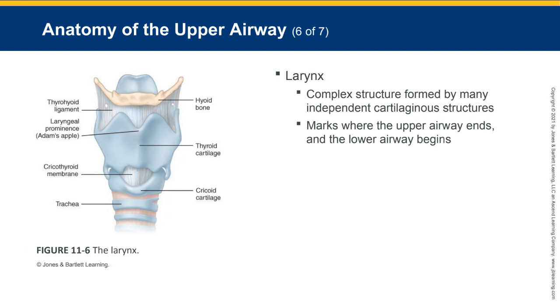Just below the thyroid cartilage, there's a membrane that's called the cricothyroid membrane. It is a landmark for surgical procedures if the upper airway is significantly compromised. Just below the membrane is the cricoid cartilage, which is the first cartilage of the trachea that forms a complete ring.